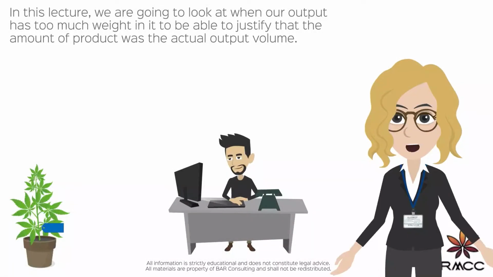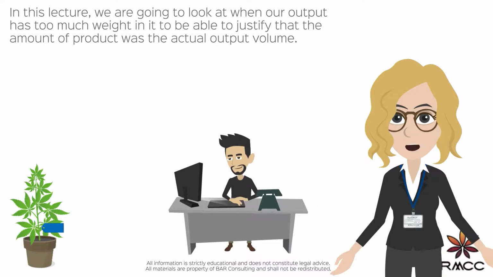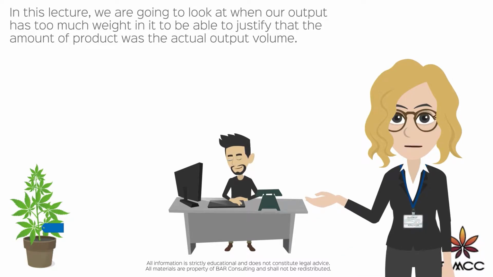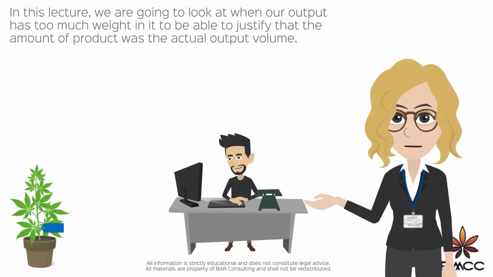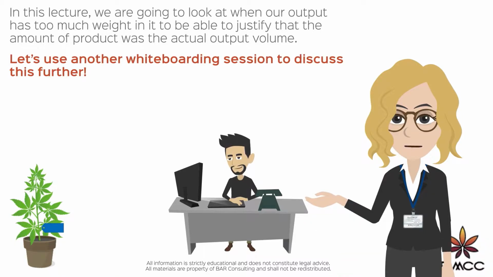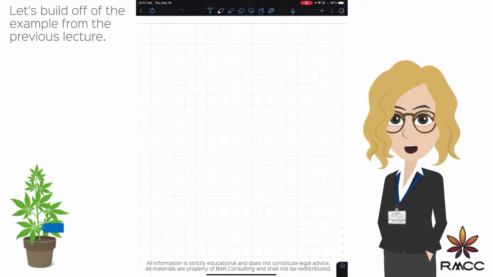In this specific lecture, we're going to take a look at when our output, so our new child tag, actually has too much weight in it to be able to justify that amount of product was the actual amount of output volume. So let's use another whiteboarding session and dive into exactly what I mean here. Okay, so let's build off of the example from the previous lecture.